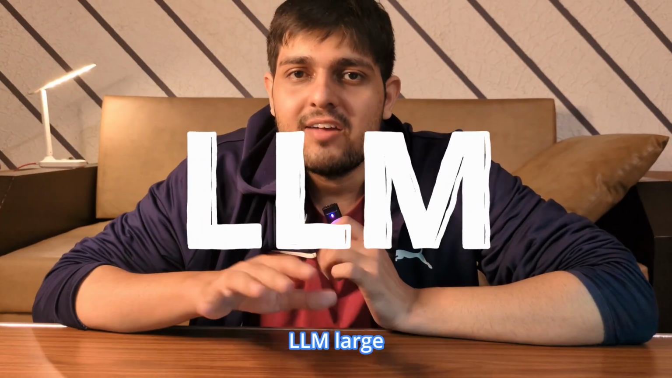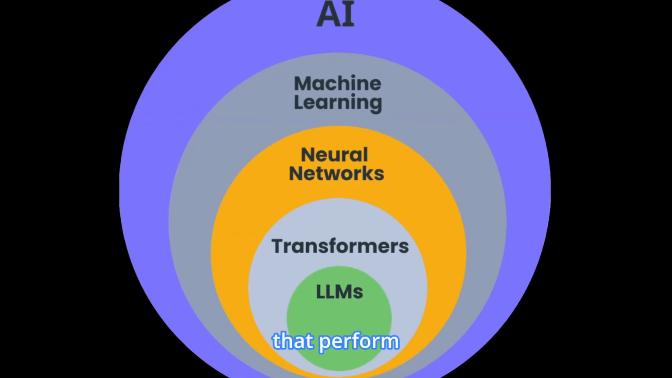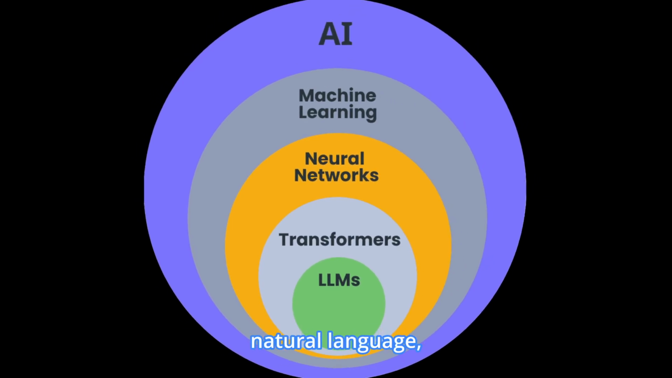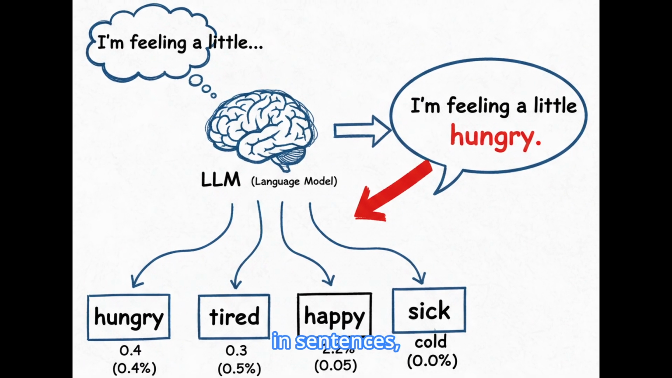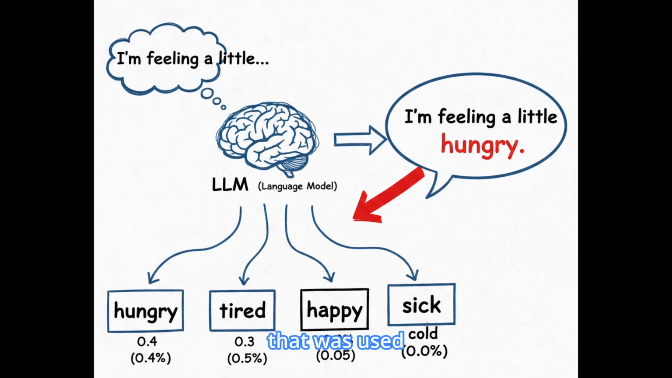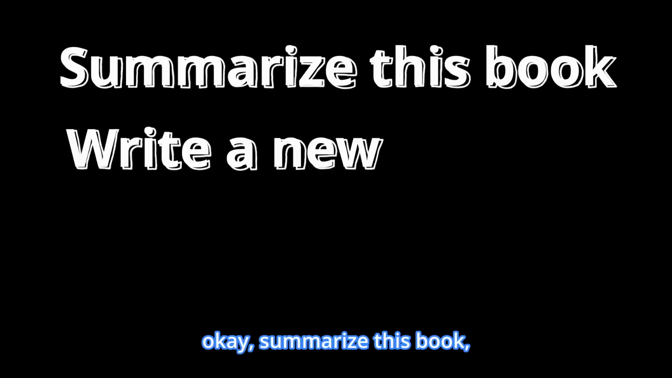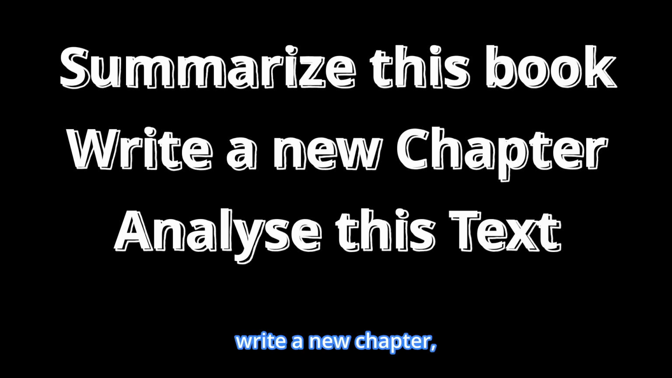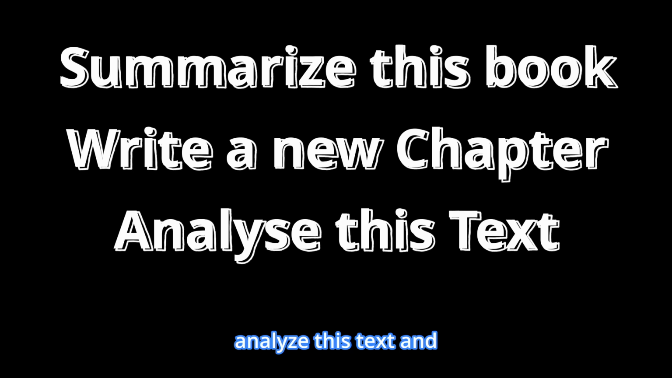So starting with the basics, LLM, large language model. LLMs are software that perform tasks through natural language, predicting word after word in sentences depending on patterns in data that was used for training. So you can say summarize this book, write a new chapter, analyze this text, and the model does it.